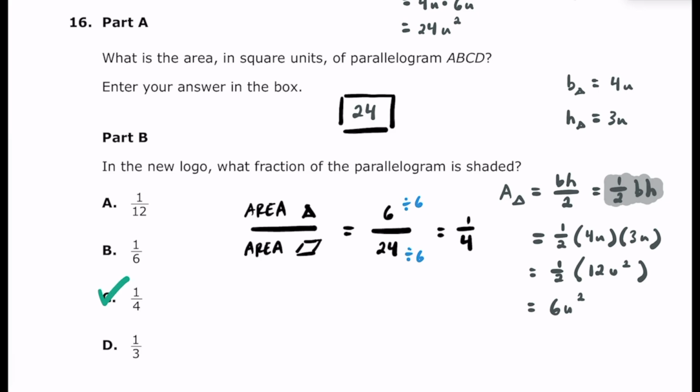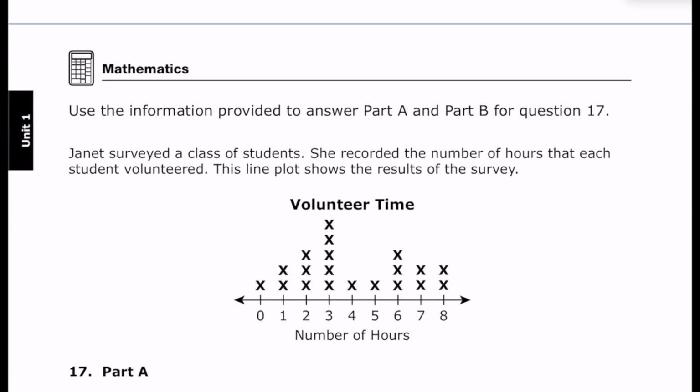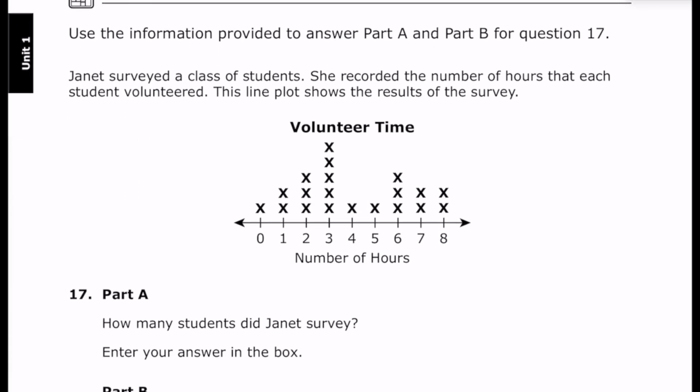All right, let's go ahead and try one more practice problem for this section. Let's see, we have a dot plot here, right? Or a dot plot using x's instead. It says go ahead and use the information provided to answer parts A and B for question 17.